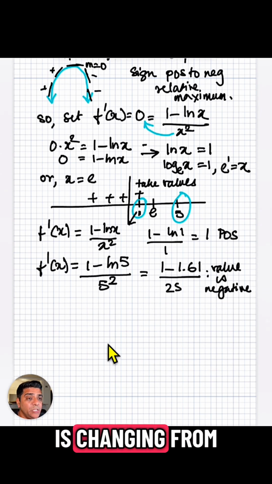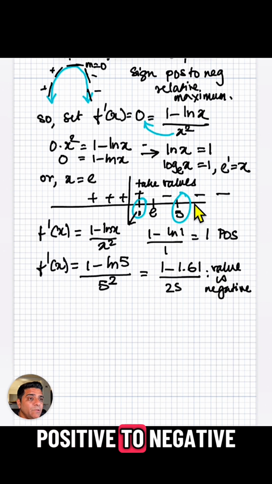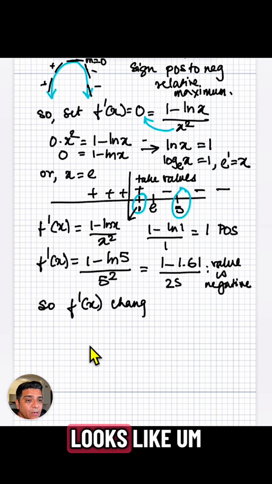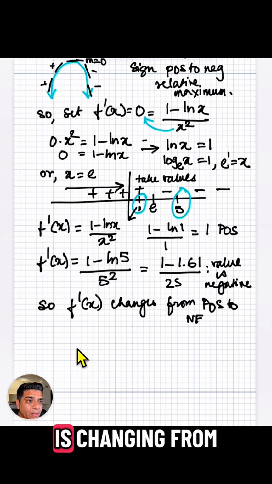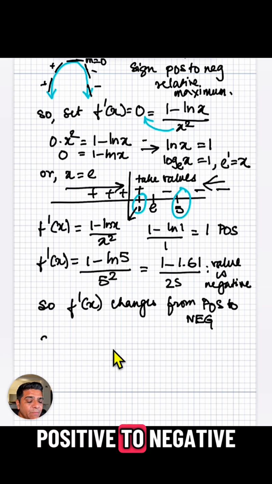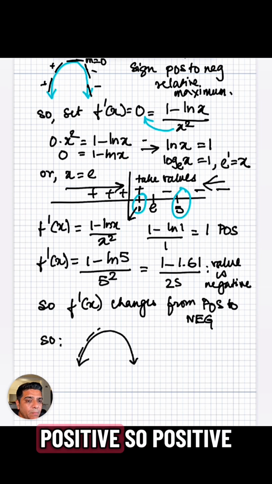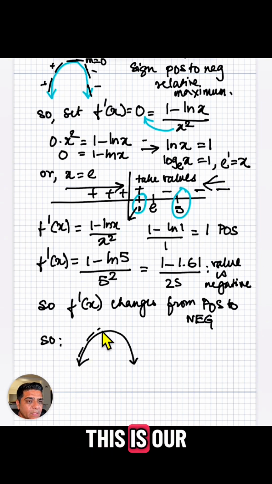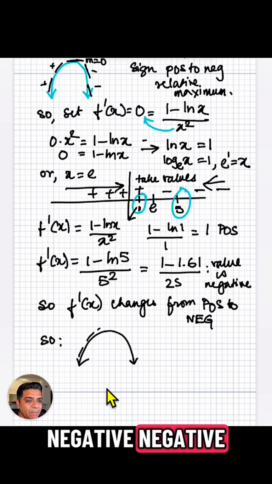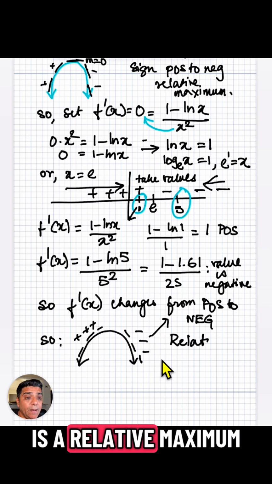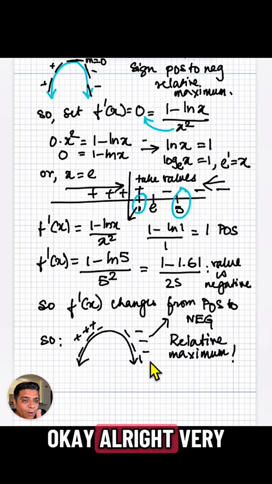So the sign is changing from positive to negative. Remember what we talked about, the change of sign. We showed the situation where we had positive slope, positive slope, then this is our critical point, and then negative, negative, negative. So it is a relative maximum. Then x equals e is a relative maximum. Okay, all right, very good.